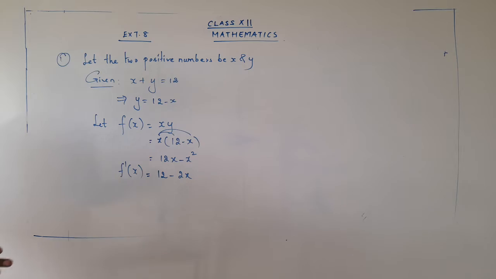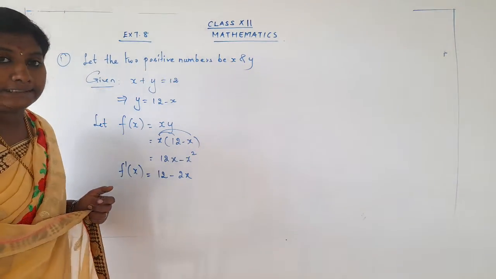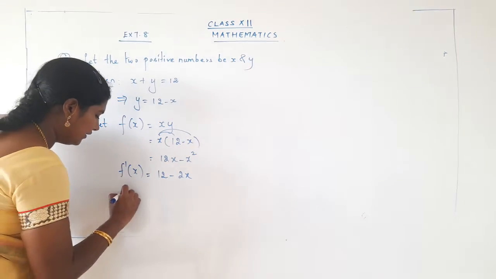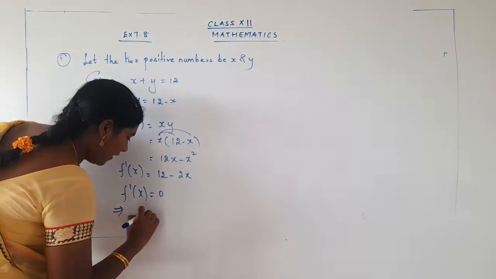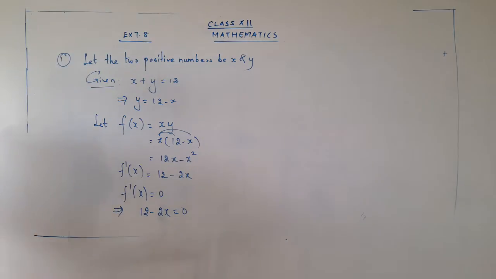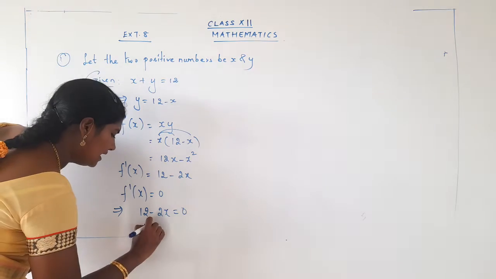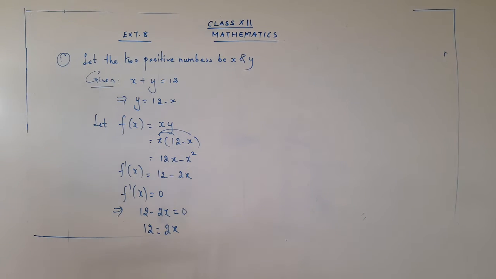Now we have to equate f dash x to 0 to get the critical value. So I put here, f dash x is equal to 0, which implies 12 minus 2x is equal to 0. So what is the answer? 12 is equal to 2x. Therefore, 12 is equal to 2x. So find out the value for x.